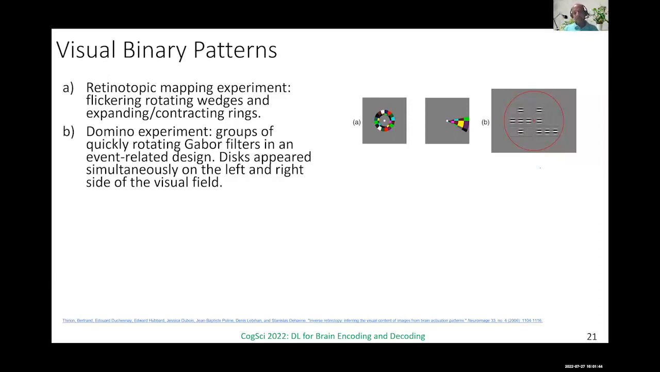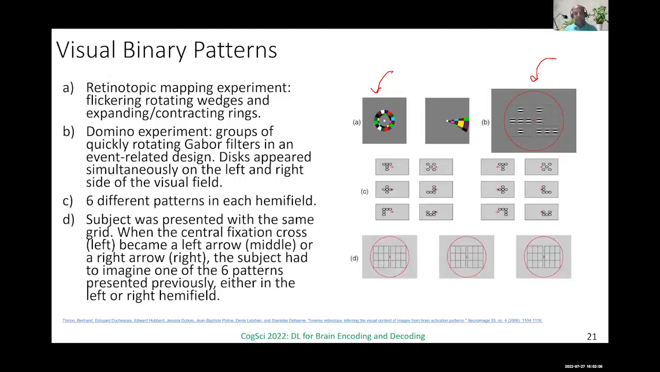So this experiment was with artificial sort of patterns. For example, here these rotating wedges were shown, and expanding, contracting rings were also shown to the subjects. In yet another experiment, this domino experiment, rotating Gabor filters were shown both in the left and the right hemifield. Then there were other kinds of experiments where 6 different kinds of patterns were shown in each hemifield, and of course there's a fixation point as well, right at the center.